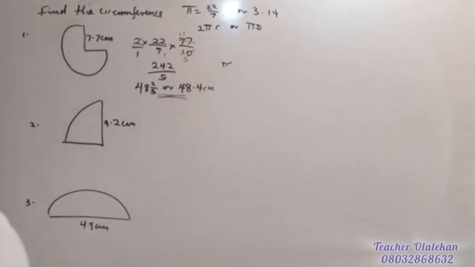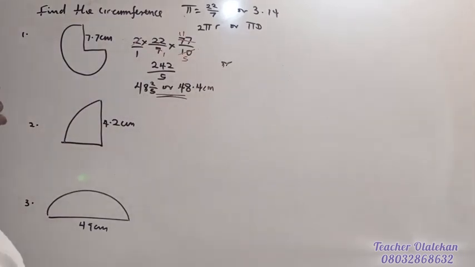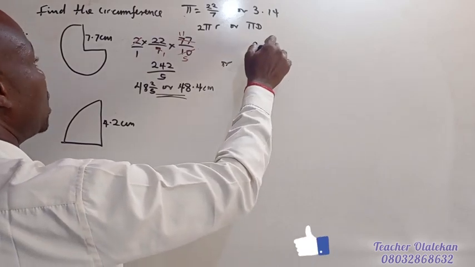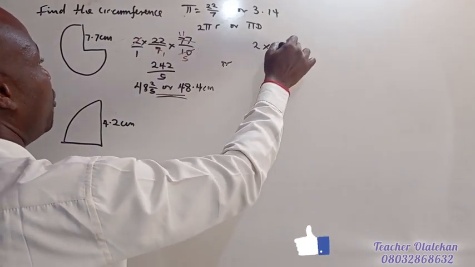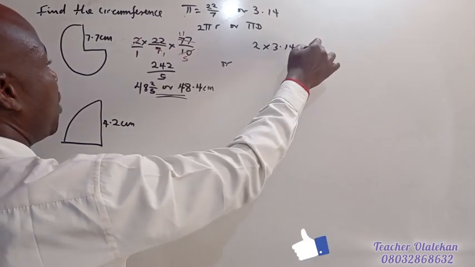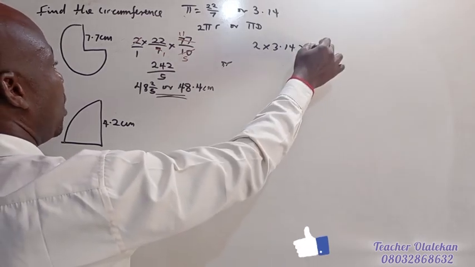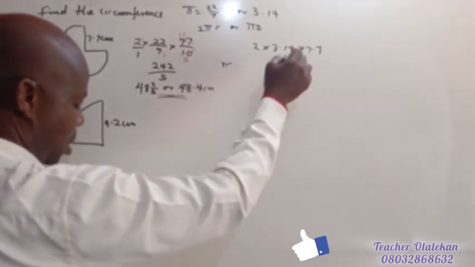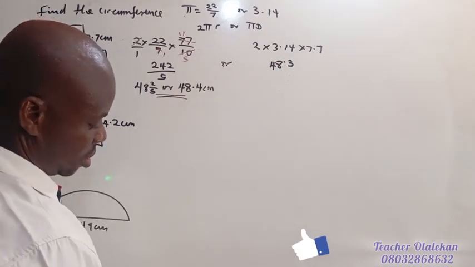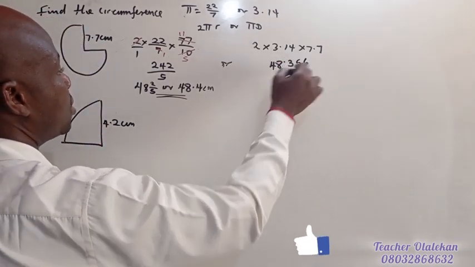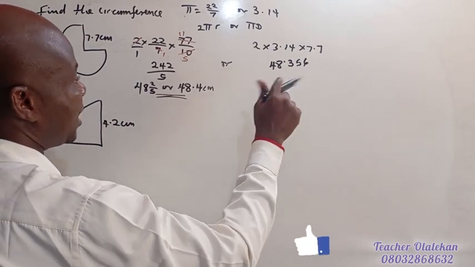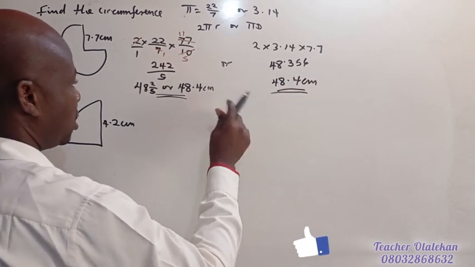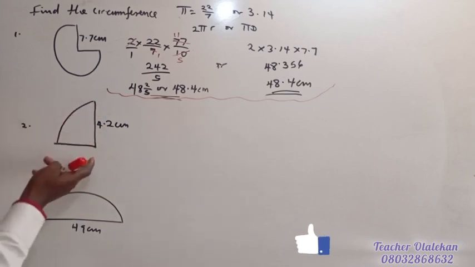Or we use our pi as decimal. That's going to be 2 times pi, 3.14, times the radius, 7.7. If you multiply all this, that is 48.356. If you approximate it to one decimal place, that will be 48.4. You see that it's almost the same thing.